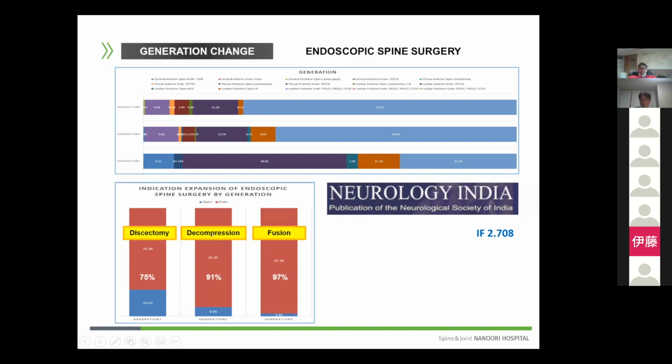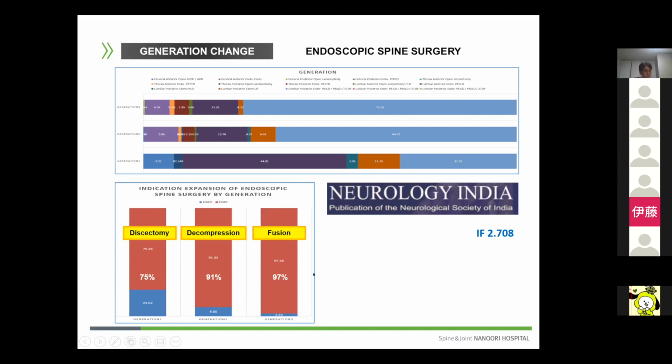But if we perform decompression surgery, we can manage nearly 80 to 90% of degenerative spine disease patients. And if we perform endoscopic fusion surgery, we can manage degenerative spinal disease in more than 95% of patients. It means that we can really give patients good clinical results and good treatment tools.